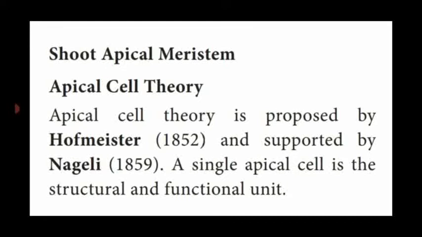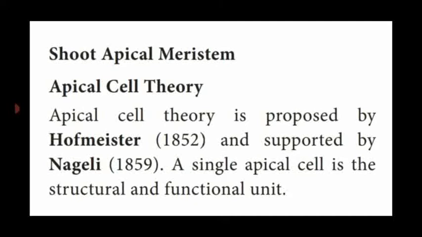Shoot apical meristem consists of different theories. First one is the apical cell theory. Another one is histogen theory. Then the last one is the tunica corpus theory. So dear students, each and every theory is a very important 3 mark question. Altogether, describing the different theories of shoot apical meristem is an important 5 mark question. So the first theory is apical cell theory.